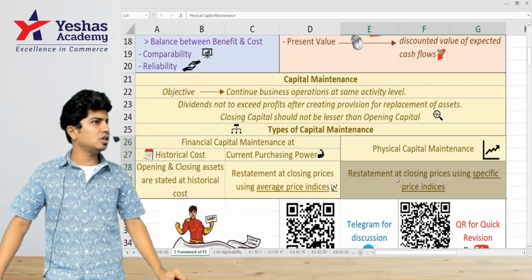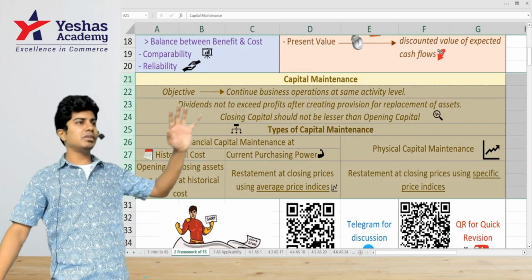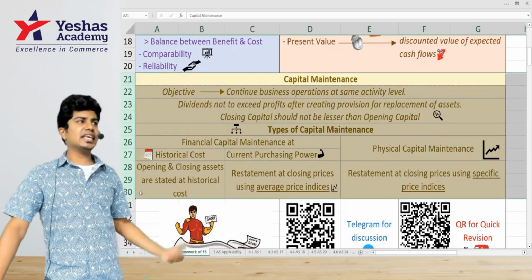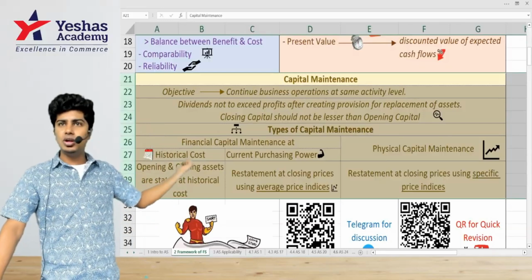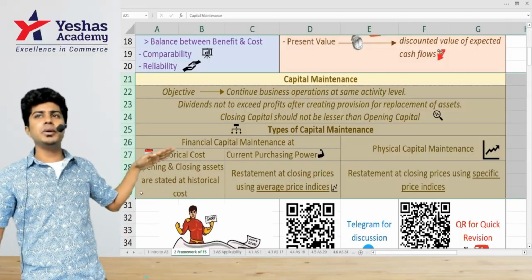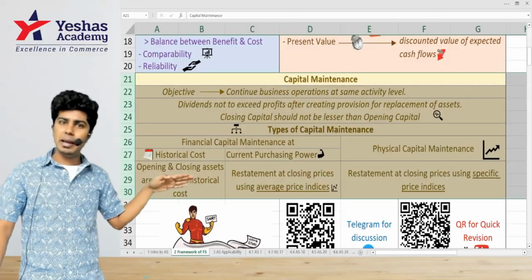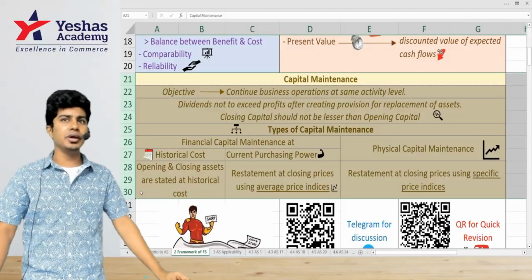I hope you people understood. I'll give you a minute to read this much. Once you have read this and understood, if in case you have any doubt, please ask. I'll answer that doubt. Then we'll do a question on this, by which you will comfortably grasp physical capital maintenance, current purchasing power, historical cost, and everything.